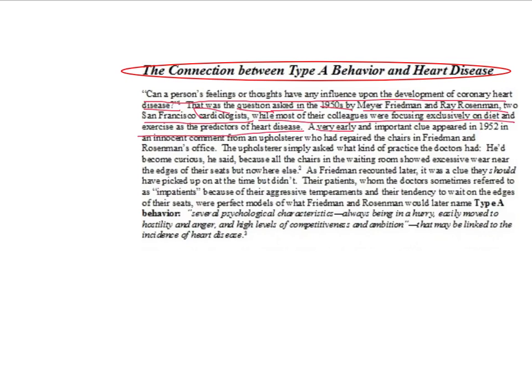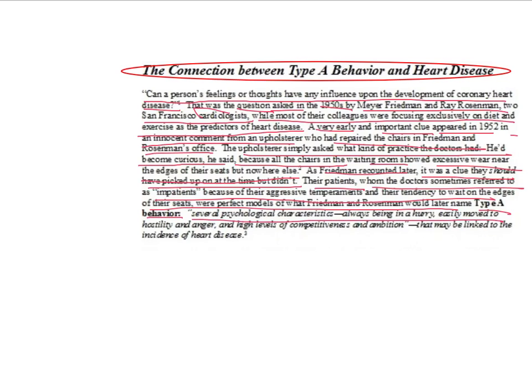Okay, let's see. Very early, important clue appeared in 1952. An innocent comment from, okay, all right, that looks good. Colster, okay, this looks important. Again, I need to make sure I learn that later. All the chairs in the waiting room. Okay, excellent. Okay, right. Well, important stuff. Ooh, here's a definition. Type A behavior. Better underline that. Better make sure to get that later.